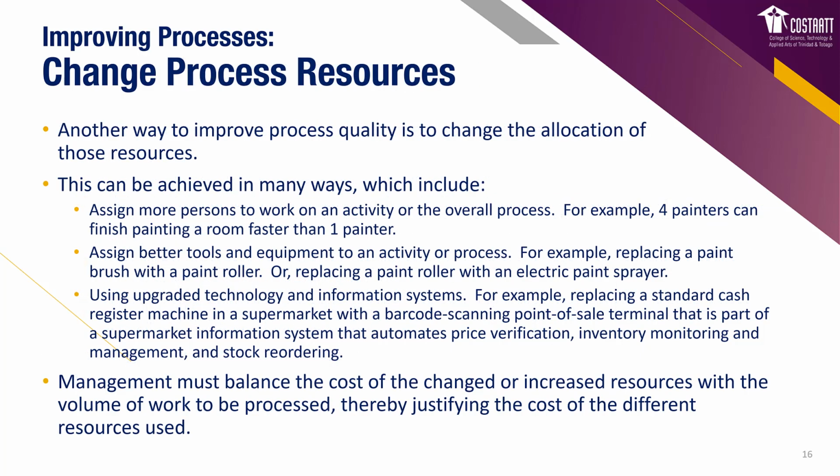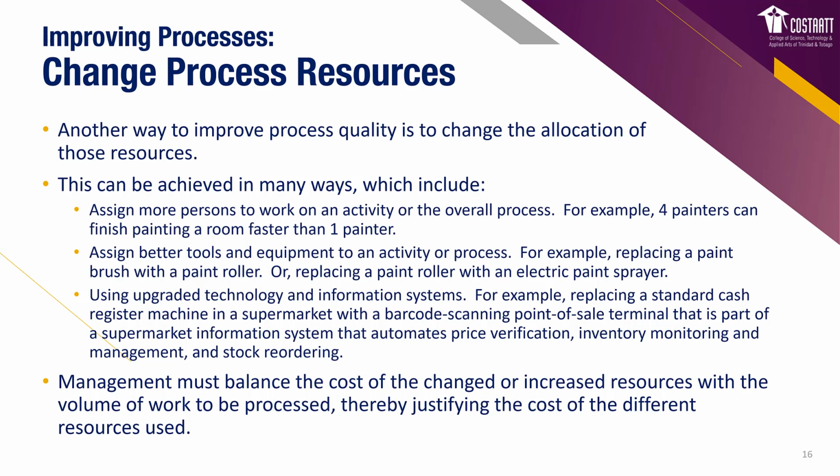So now let's change the resources. Another way to improve process quality is to change the allocation of resources for those processes. This can be achieved in many ways, which can include, and these three here are just examples, you can assign more persons to work on an activity or on an overall process. For example, 4 painters can paint a room faster than 1 painter.